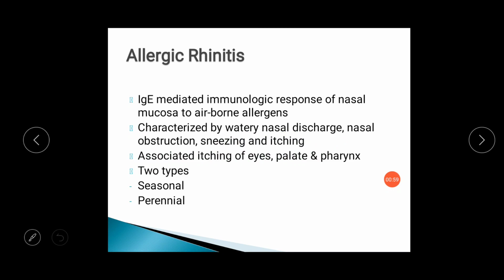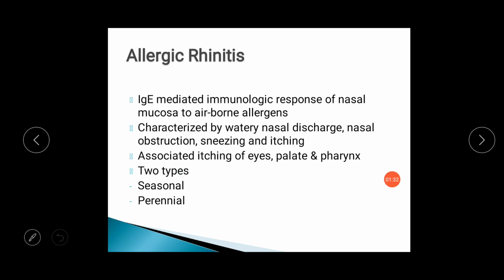So, whenever a patient has an allergic reaction to a particular airborne allergen which goes into the nasal cavity and attaches to the nasal mucosa, it will develop an IgE mediated immunological allergic response. This allergic response will cause watery nasal discharge, nasal obstruction, sneezing and itching. So these are all symptoms of allergic rhinitis. It is also associated with itching of eyes, palate and pharynx.